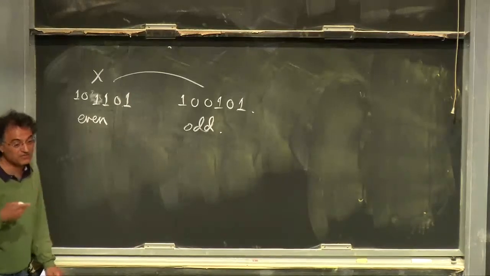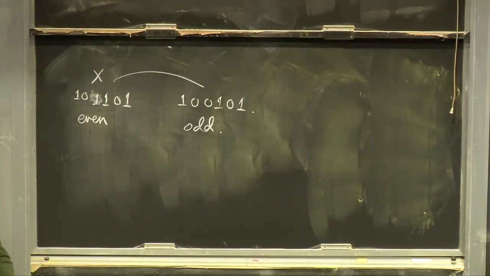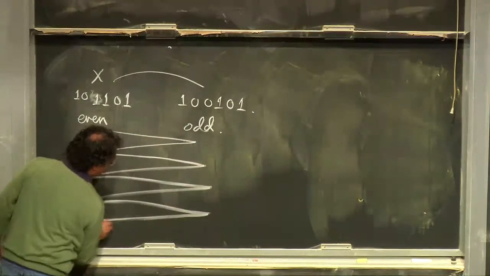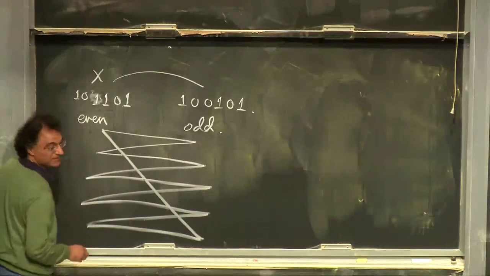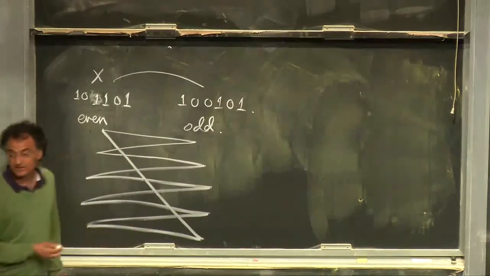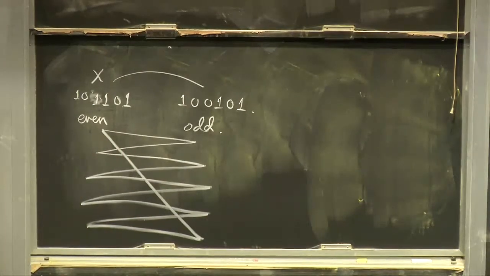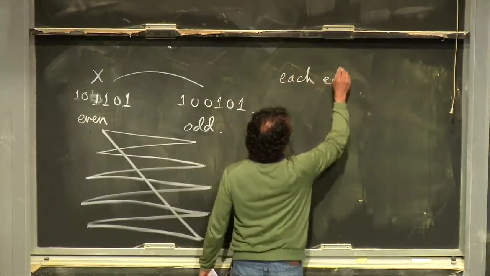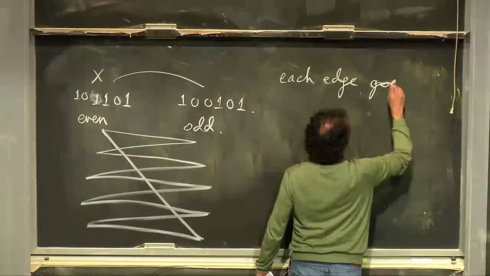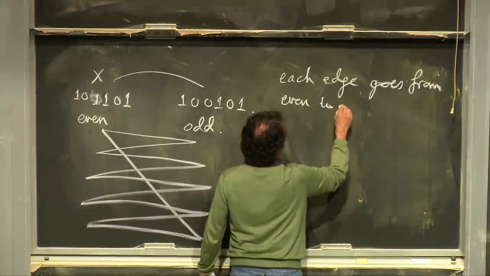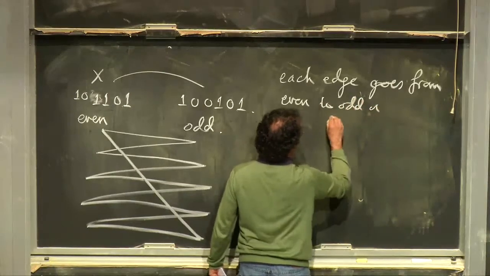How many times do you flip? Even number of times. So you keep bopping back and forth between even and odd and even and odd. You keep doing this until you go back. So how many edges are there? There's an even number. Yeah. So each edge goes from even to odd, or odd to even.